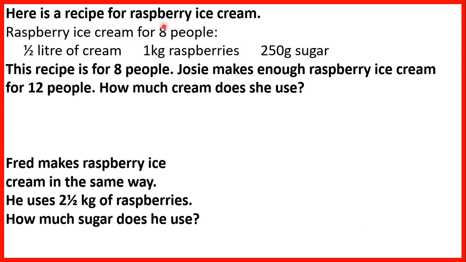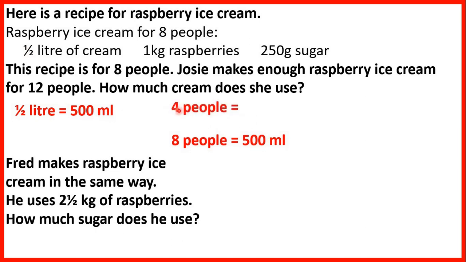Well, in the recipe for 8 people, we need half a litre of cream, and half a litre is 500 millilitres, because 1 litre is 1000 millilitres and half of 1000 is 500. So in the recipe for 8 people, we need half a litre, so that's 500 millilitres of cream. So we can find the amount of cream needed for 4 people, because 8 divided by 2 is 4. So if we divide the amount of cream by 2, 500 divided by 2 is 250.